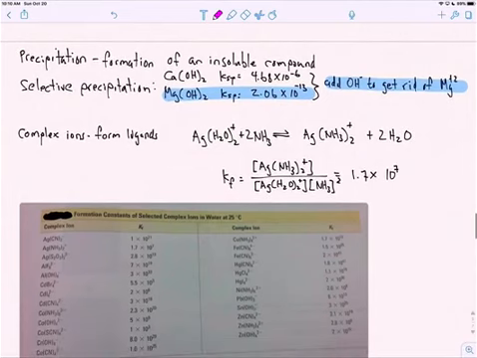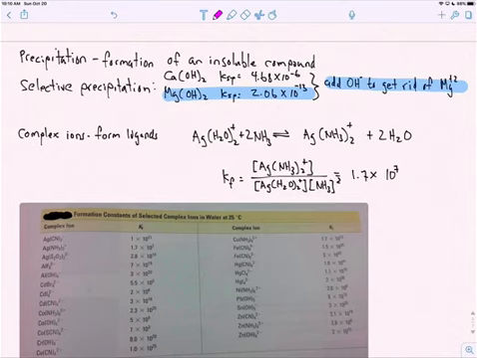Okay, so moving on to other things, precipitation. So we talked about precipitation before. That's a formation of an insoluble compound. So you can use this as a method of separation. So selective precipitation, you can use it to separate out materials. Separations, I had a whole class on this when I was a chemical engineer. It's one of the things we do is we take stuff and we separate out into different components.